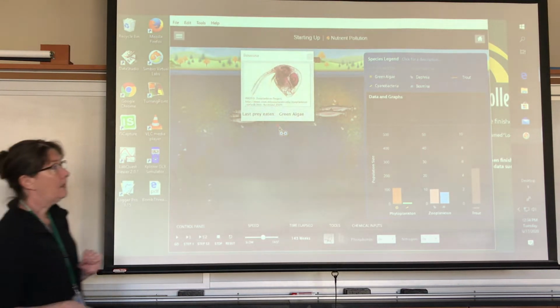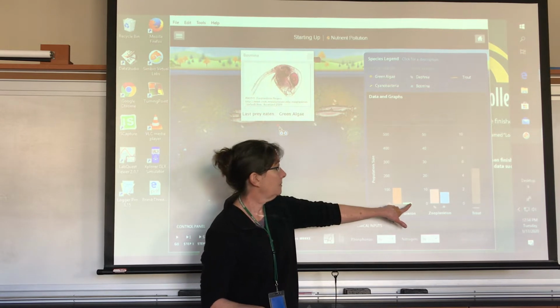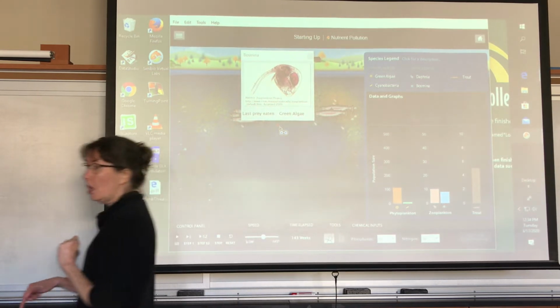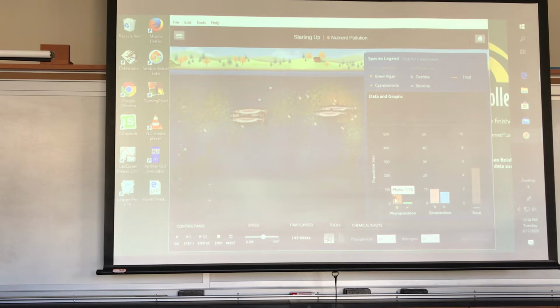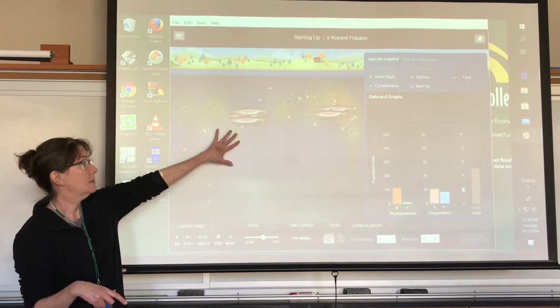You can find out the numbers of organisms in your lake by looking at the chart over here, or by left clicking on your mouse, and it will tell you the phytoplankton, there's 113 of them in your lake. Your cyanobacteria, there's 8 of those. Your Daphnia, there's 10. Your Bosmina, there's 8. And your trout, there's 5. Those numbers will fluctuate as organisms reproduce and die.